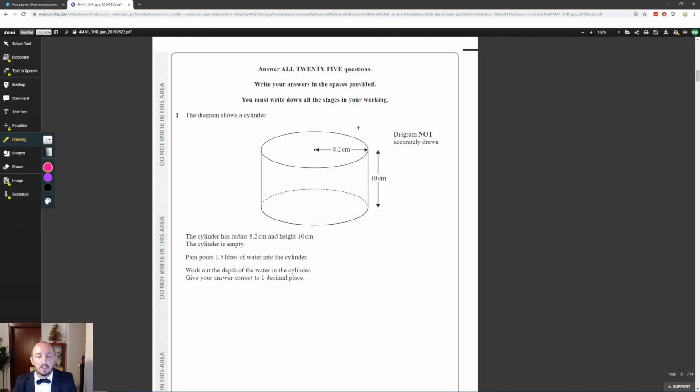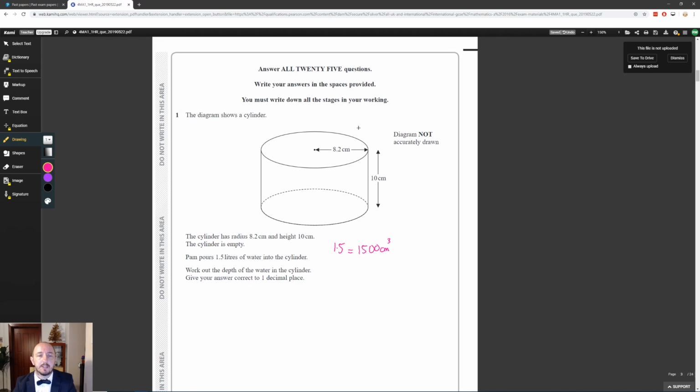So what's a little bit confusing is that we've got this 10 centimetres here which can encourage you to actually work out the volume of this cylinder, but that's not what we want. We want the volume of the cylinder if we had 1.5 litres of water in there. So 1.5 litres would be 1,500 centimetres cubed. Okay, so we need to bear that in mind, that that's going to be our volume.